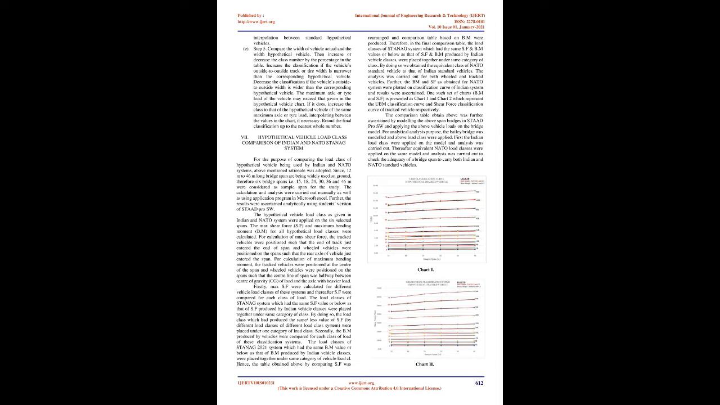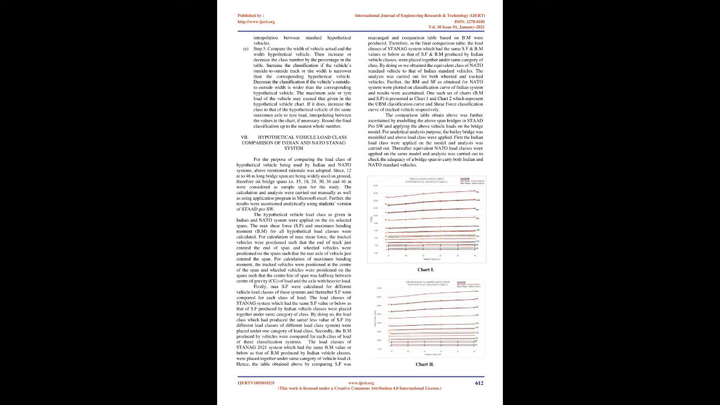E. Step 5. Compare the actual width of the vehicle and the width of the hypothetical vehicle. Then increase or decrease the class number by the percentage in the table. Increase the classification if the vehicle's outside to outside track or tire width is narrower than the corresponding hypothetical vehicle. Decrease the classification if the vehicle's outside to outside width is wider than the corresponding hypothetical vehicle. The maximum axle or tire load of the vehicle may exceed that given in the hypothetical vehicle chart. If it does, increase the class to that of the hypothetical vehicle of the same maximum axle or tire load, interpolating between the values in the chart, if necessary.